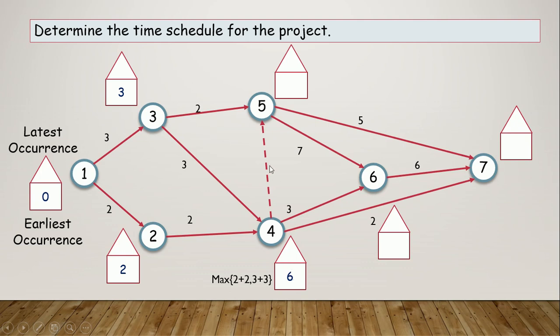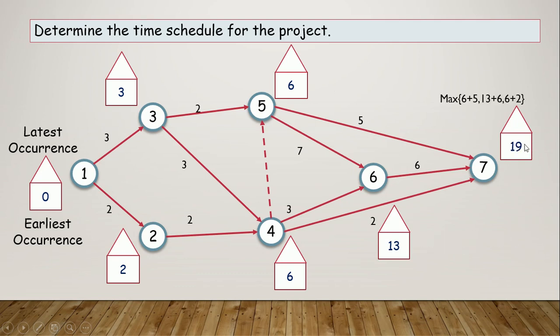Here it is a dummy activity, so 6 plus 0 is equal to 6, and 3 plus 2 is equal to 5, and of 5 and 6, the maximum is 6. We are going to use 6 here, the earliest occurrence time. Okay, now for this, 6 plus 3 is 9, and 6 plus 7 is 13. We are going to use 6 plus 7, 13 here, the maximum.